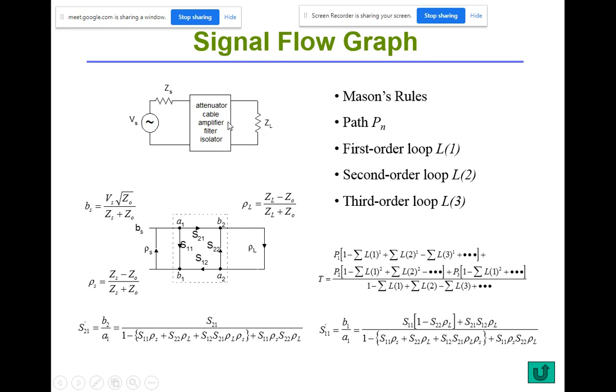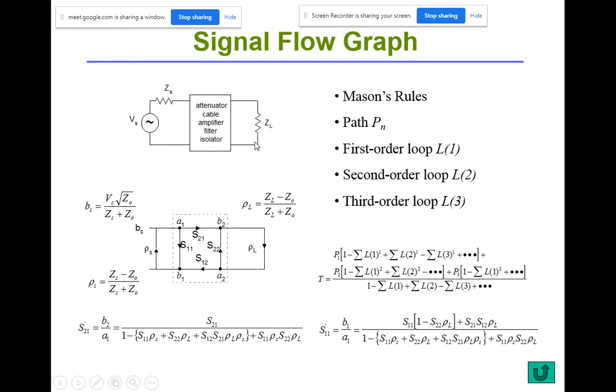You will have some wave coming out of port 2, which is B2. And B2 divided by A2 will be the reflection coefficient of port 2, S22. So for a two-port network, you can represent it using a signal flow graph that looks like this. And then the load can be represented by a reflection coefficient.